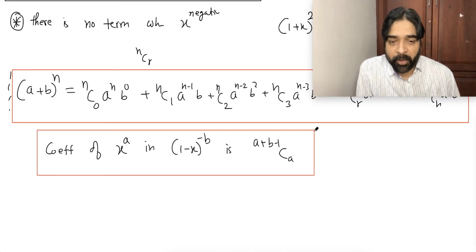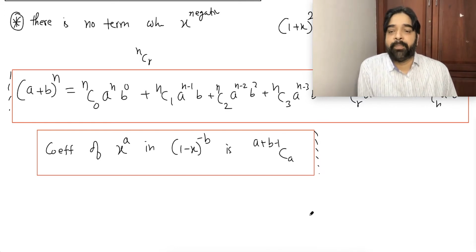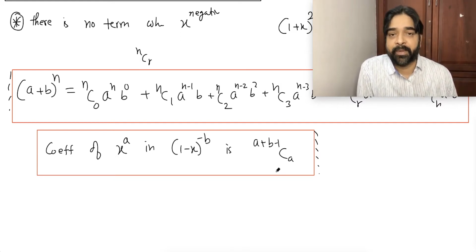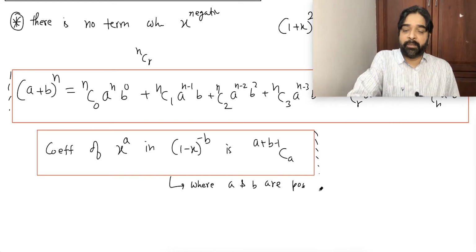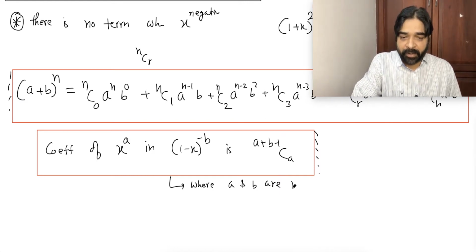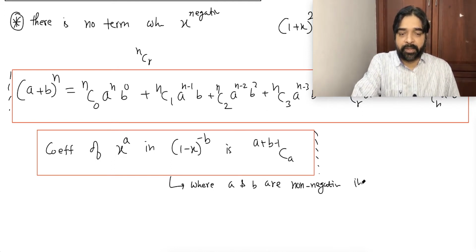This is the most important formula which we are going to use every step. The coefficient of x power A in 1 minus x power minus B is A plus B minus 1 CA. Remember, A and B are positive integers, or rather non-negative integers.